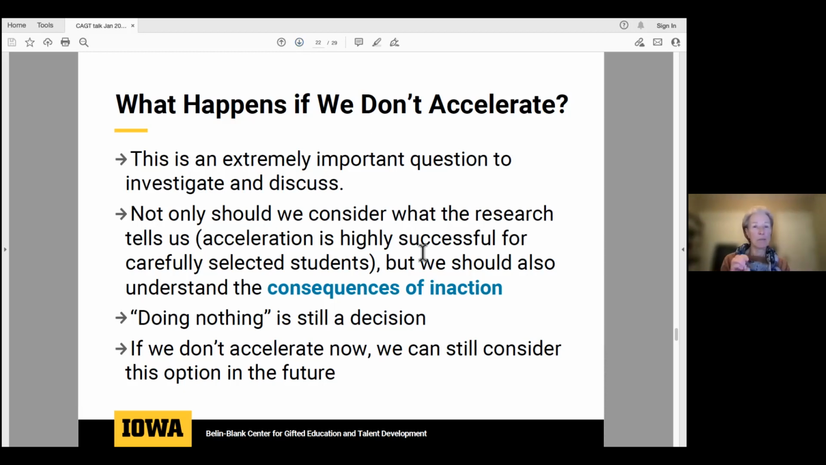Now, sometimes when acceleration is being considered, it may be that it's something that will need to happen, but right now it might not be the right time. So it could still be considered for a future option.